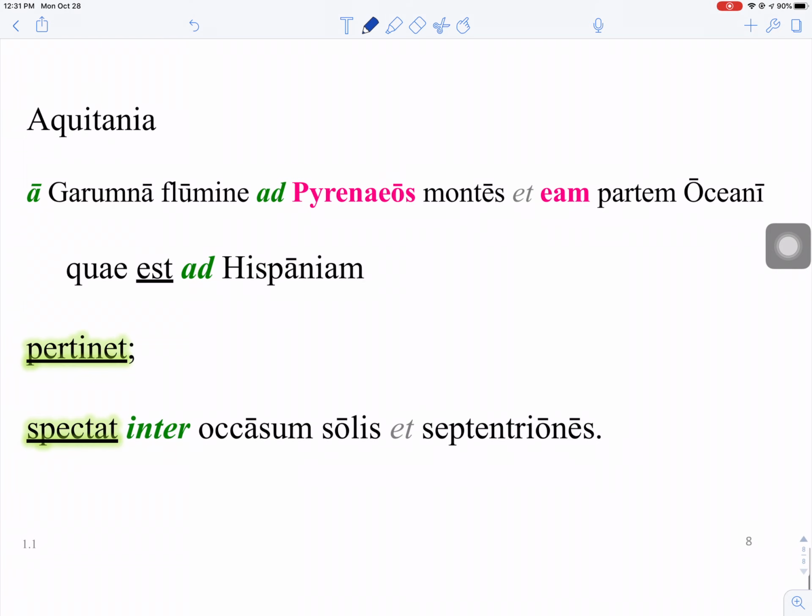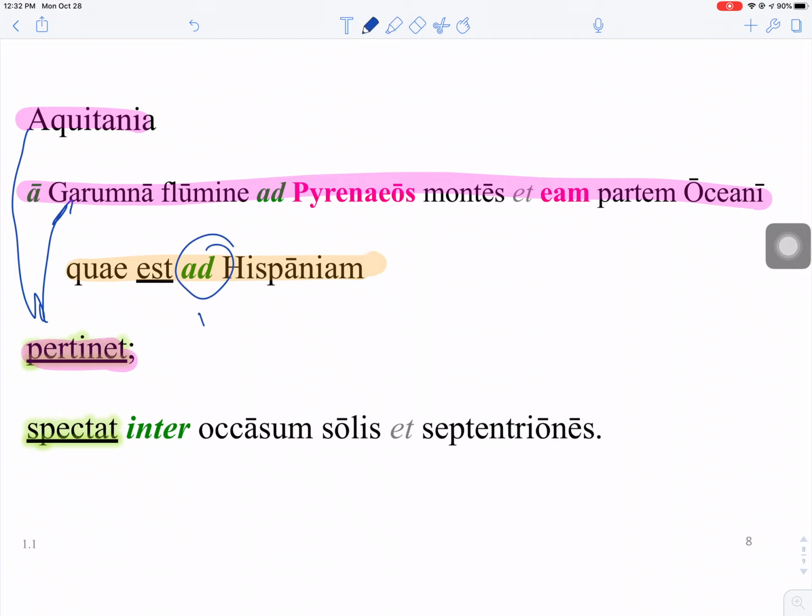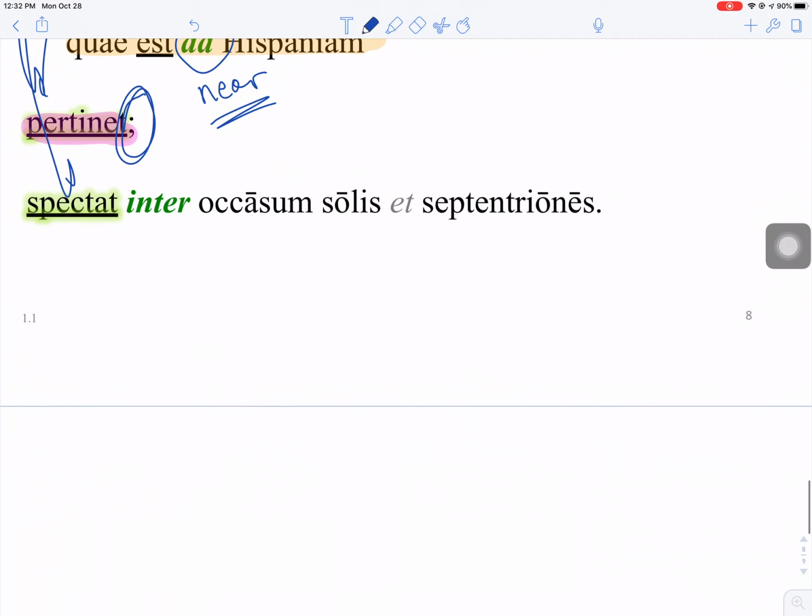And then here we have again the Aquitani pertinent a. So this is a place where you can translate this as kind of one clause and then add this later. Ad can mean near, and it does in this case, so it's not always going to be to or towards. And then we have the Aquitania spectat, so it's the subject. Even though there's a semicolon there, I consider that all the same sentence.